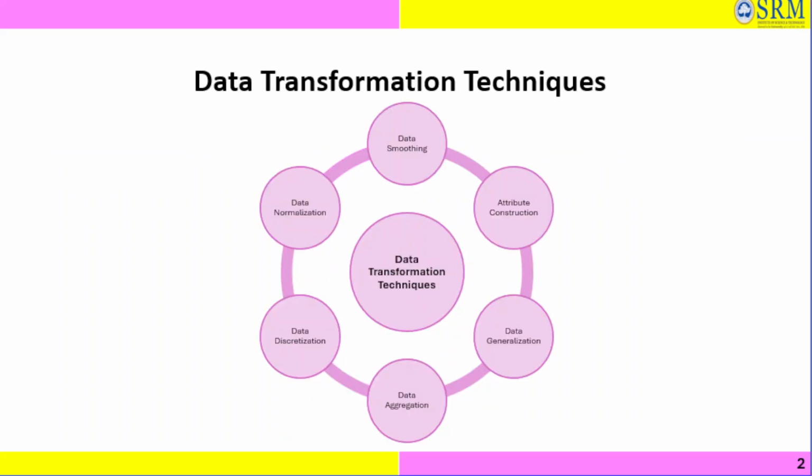Now, these are some of the data transformation techniques. We all know that we are going to convert the data to a usable format. The techniques are data smoothing, attribute construction, data generalization, aggregation, data discretization and data normalization. We'll see them one by one.